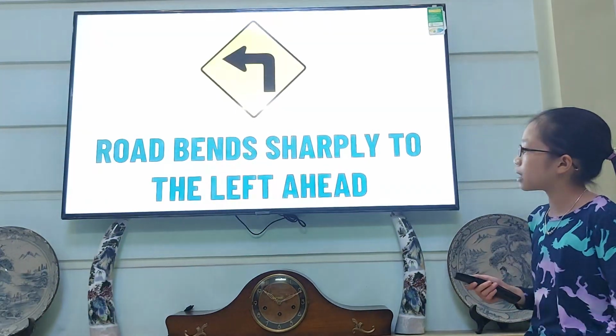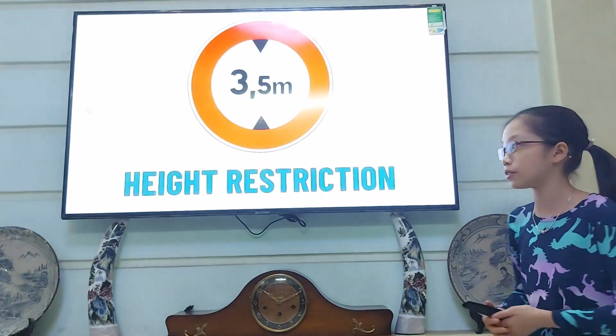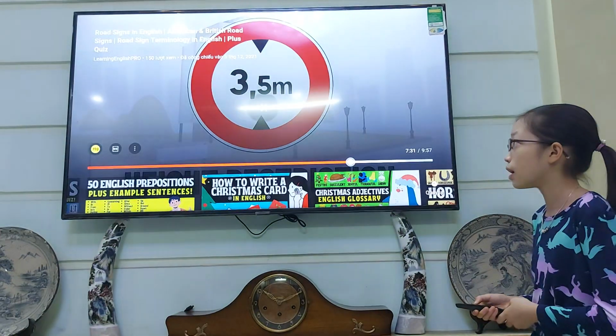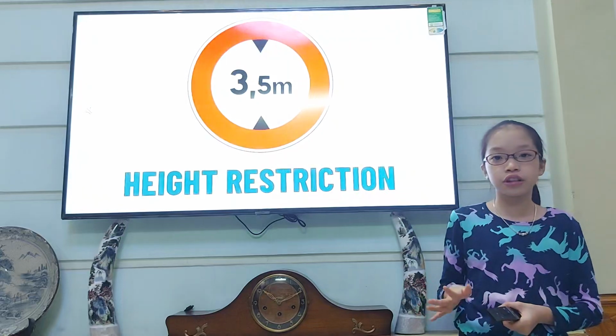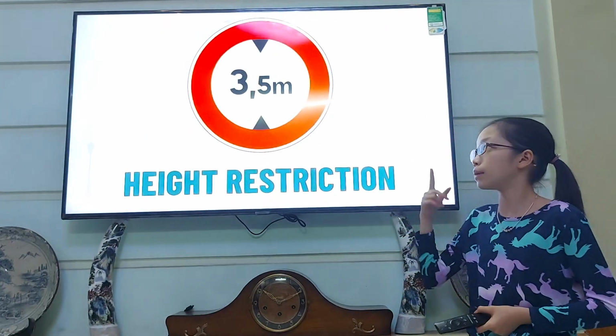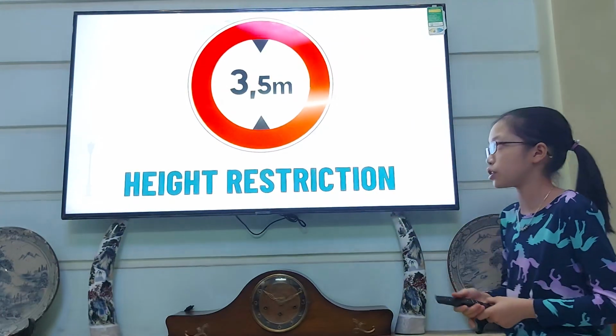Next we got road bends sharply to the left ahead. Yeah, so it's like sharply bend to the left. When you go this way and it's sharply bend to the left. And height restriction. Height restriction, this is often we see here. Height restriction. You will only know that only maybe 3.5 meters or even more. This is the height restriction.